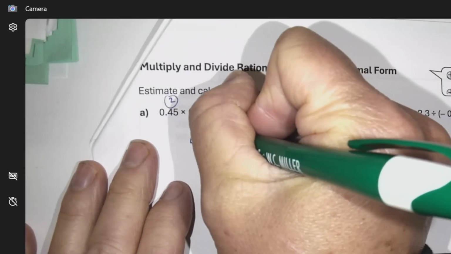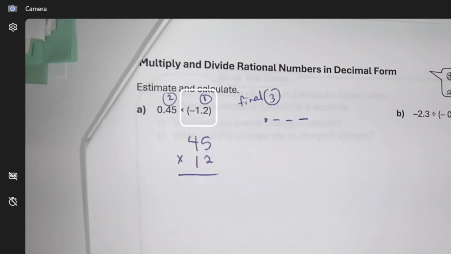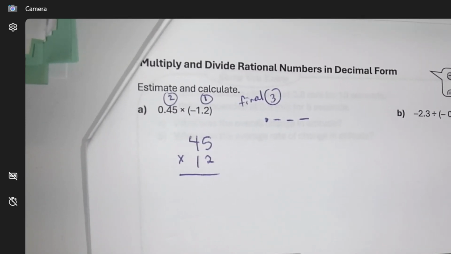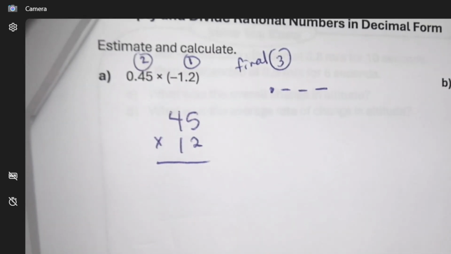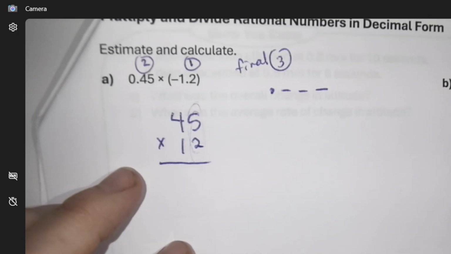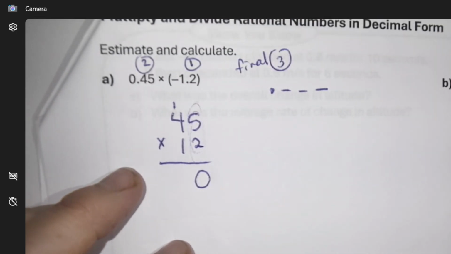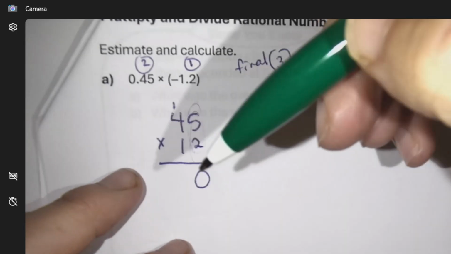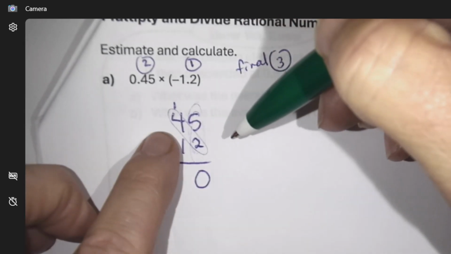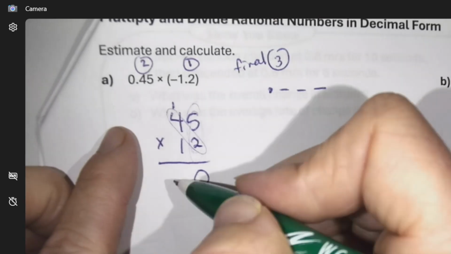Okay, so here we go. 45 times 12, we'll go like that. So in my timesing, I'm doing nothing with decimals. I avoid the decimals now. Okay, so here we go. First item, it's 2 times 5, so 10, carry the 1. Next is 2 times 4 plus the extra 1, 9.